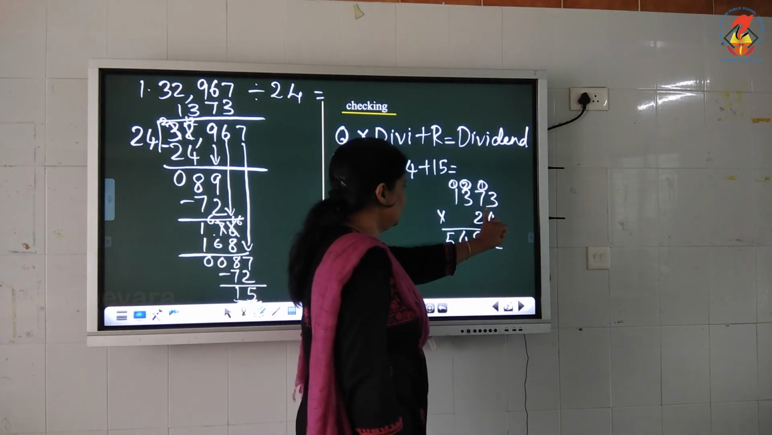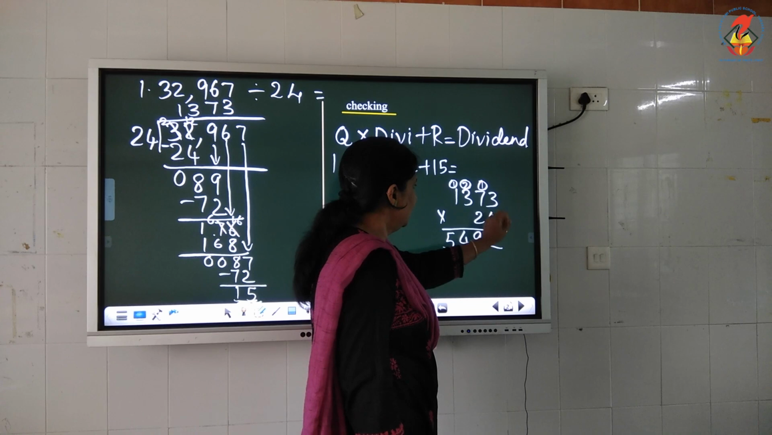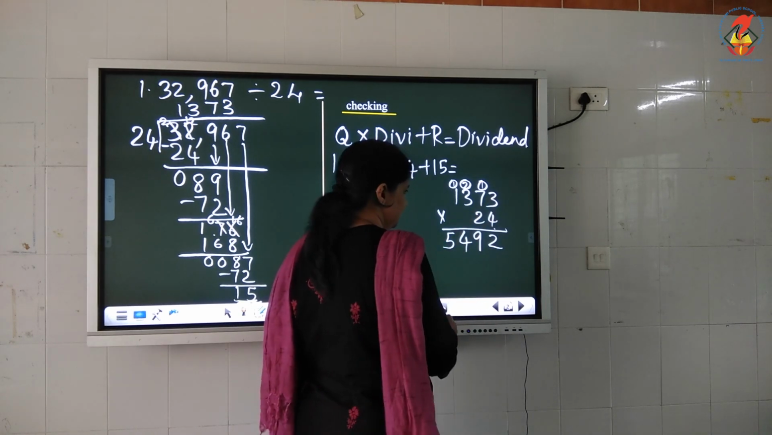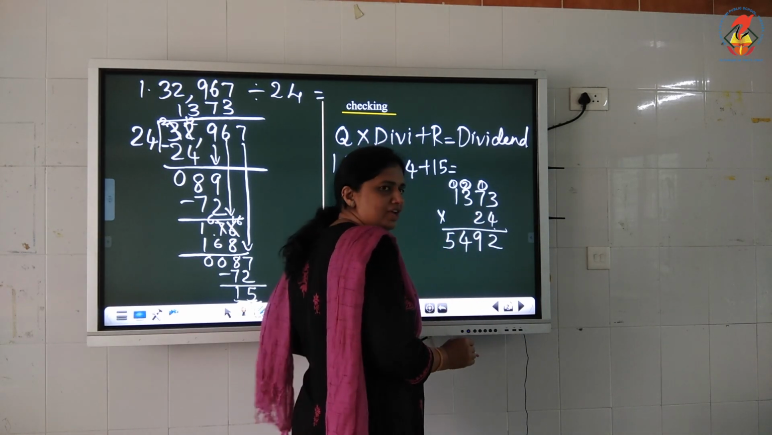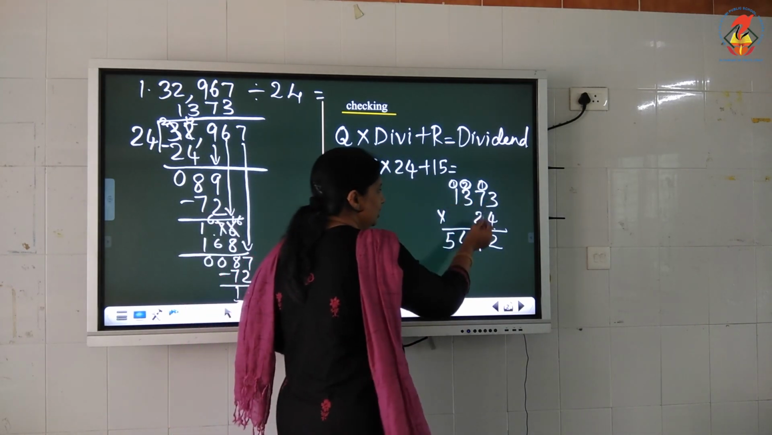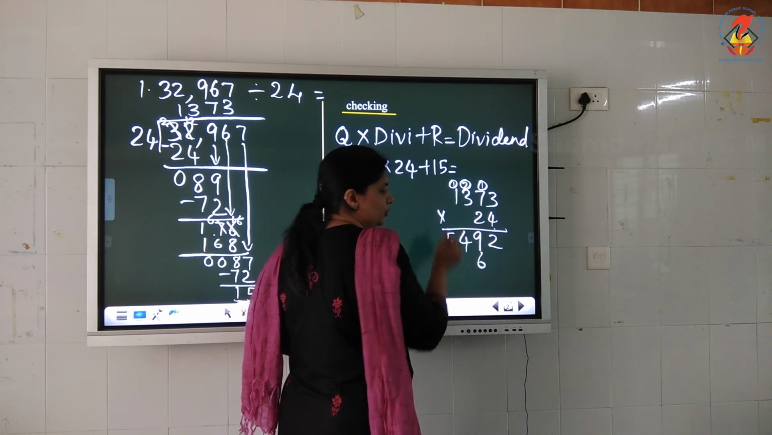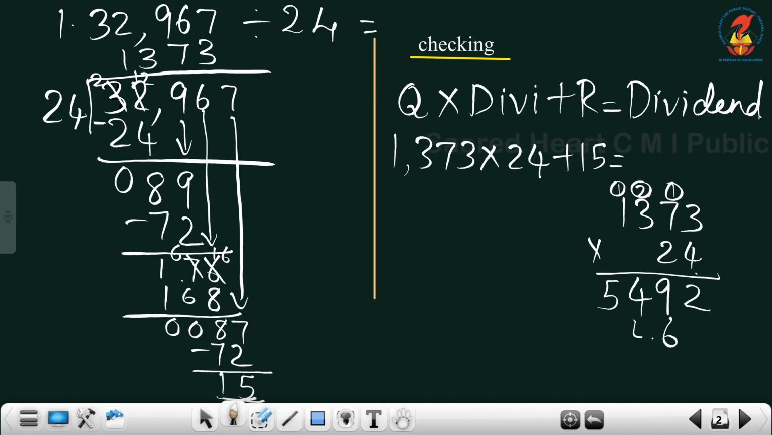Second step, we need to consider which digit only? This 2 only. Then 2 3s are what? 6. That I need to start from where only? Tens place to the left only. Then 3 2s are what? 6. Next numbers are 7 into 2. 7 2s are what? 14. I need to write 4 here and 1 as carry over. Then 3 2s are 6. 6 plus 1, 7. Then 2 1s are 2.